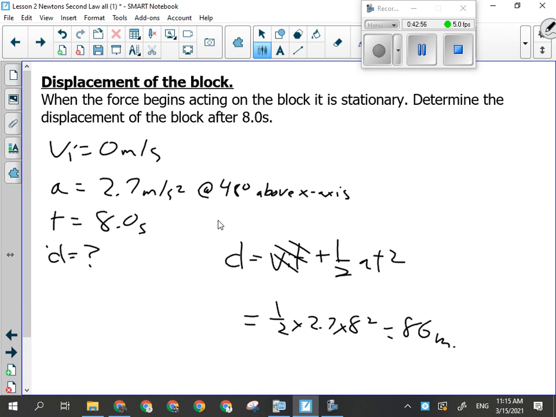Okay, everybody all right with that? Oh, what's wrong with that? There's no direction on that. Okay, at 48 degrees above the x-axis. See how easy it is to forget? It did ask for the displacement of the block. Displacement's a vector quantity. All right, questions on that one?